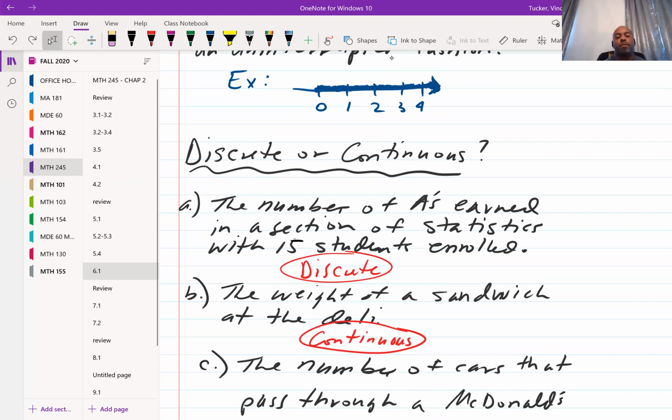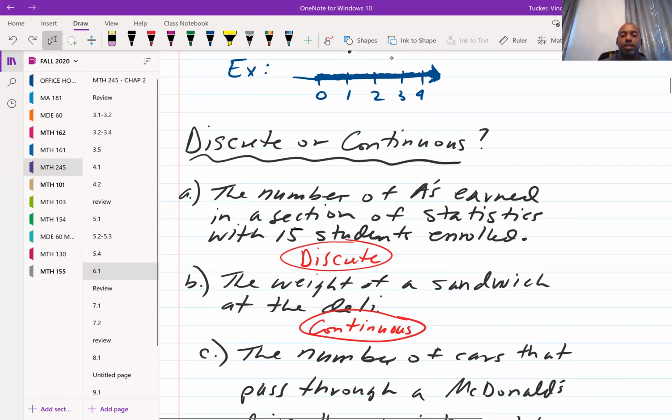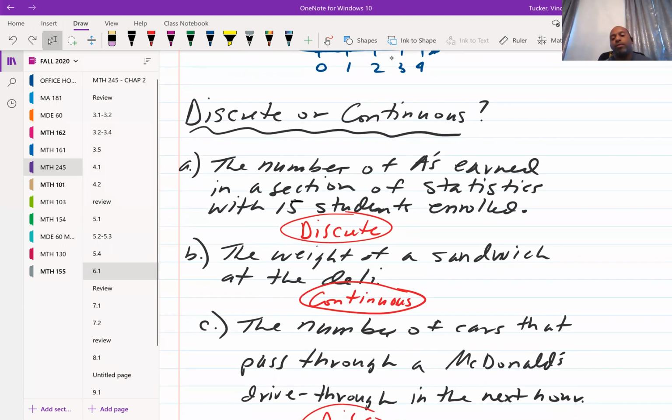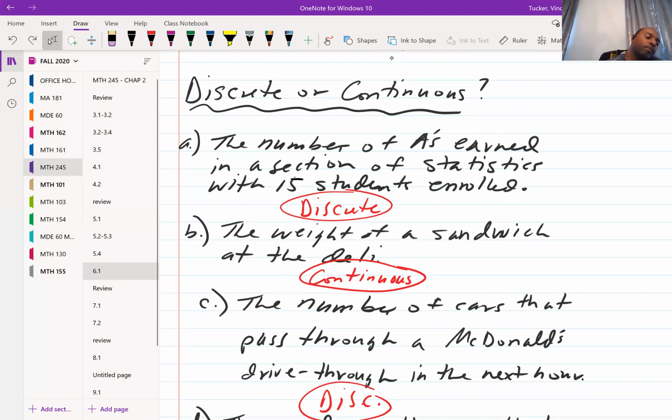The number of cars that pass through a McDonald's drive-through in the next hour, that will be discrete. If 10 cars pass through, then it's 10 cars that pass through, and that's the only legitimate answer for that. It's either 10 or it's not.